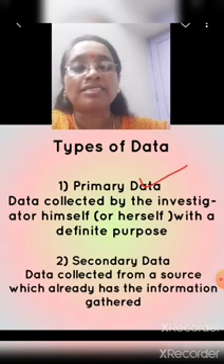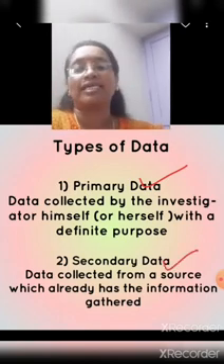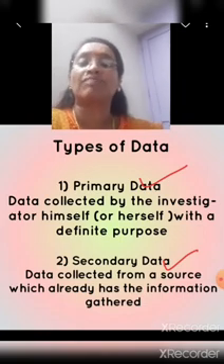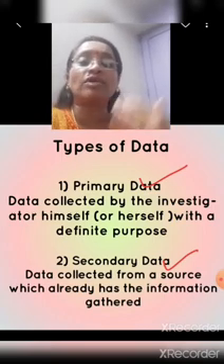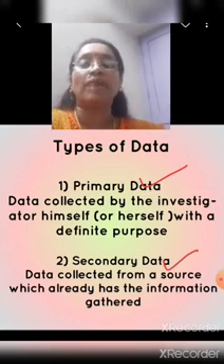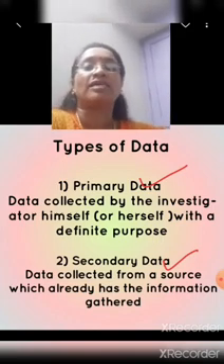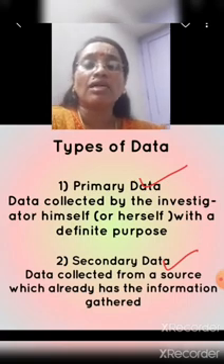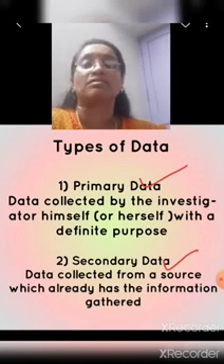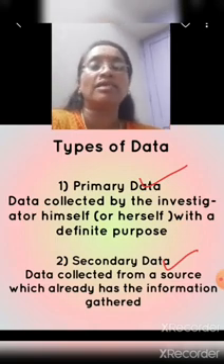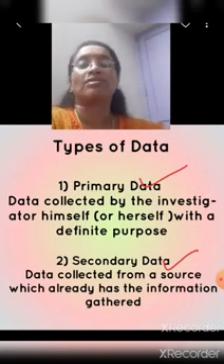Then next, secondary data. Secondary data means it's data collected from a source which already has the information gathered. These type of data means we are not able to collect from a person, but it's already in records. If we are asked to find how many persons scored A plus in different years in our school, means you should collect the data from the records, from the office records.